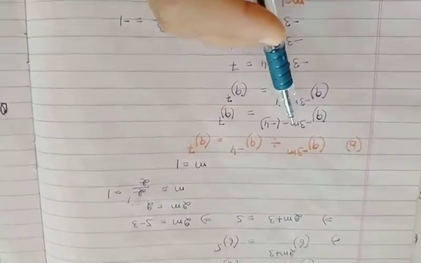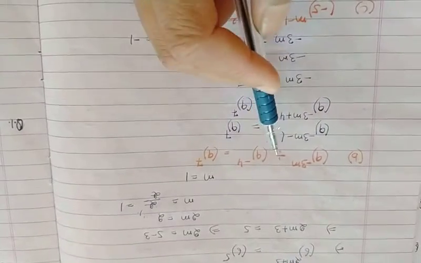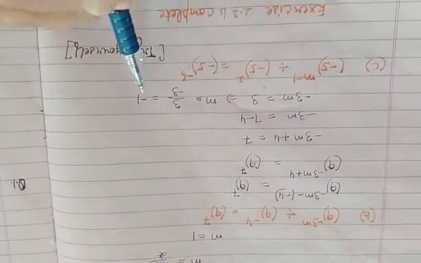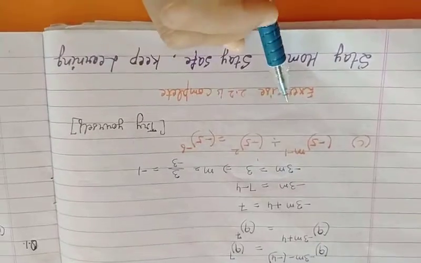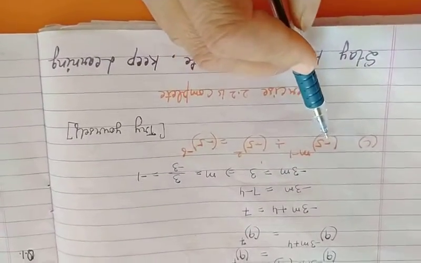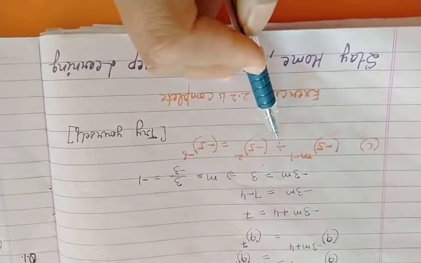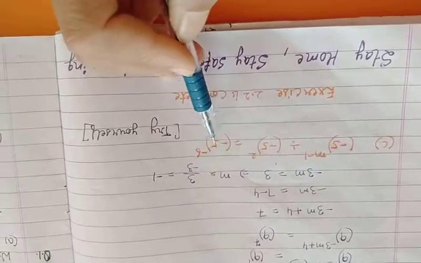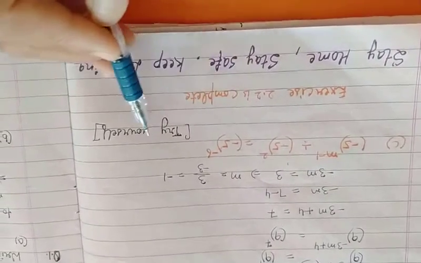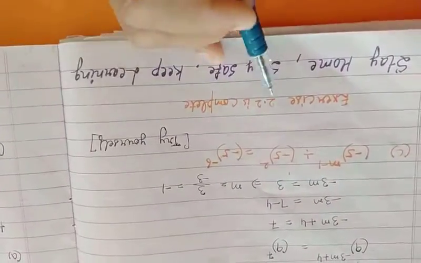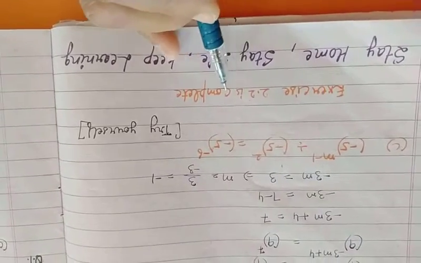The b part, it is also a divide sign, so you can do it. Next is also (minus 5) raised to power m minus 1 divides (minus 5) square is equal to (minus 5) raised to power minus 6, so you can try it. Now your exercise 2.2 is complete.